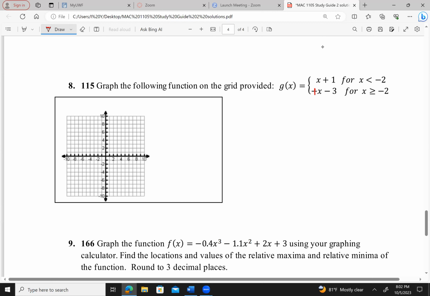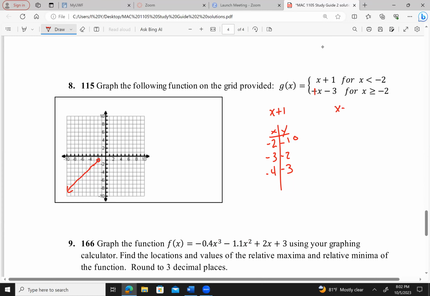So let's look at this. We start with x plus 1. And we're going to start at -2, even though it's not included. And that would give us -1. That's going to be an open circle. Now I need to go less than -2. So -3 gives me -2. -4 gives me -3. So I start at -2, 1, and I put an open circle. Then I have 2 more points here, and that is that part of it.